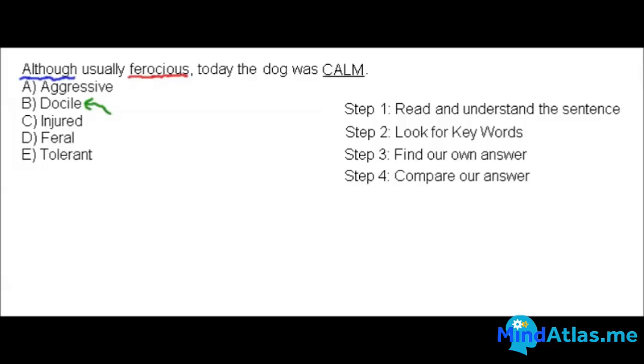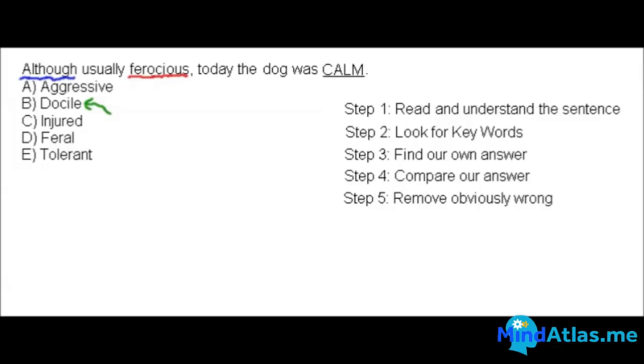Step 5 is to remove obviously wrong answers. In this example, we have the word docile as our best bet. Regardless, we should still try to get rid of some wrong answers. By removing answers that go against the theme or the flow of the sentence, we can turn 5 options into 3 or 2, sometimes even just 1.